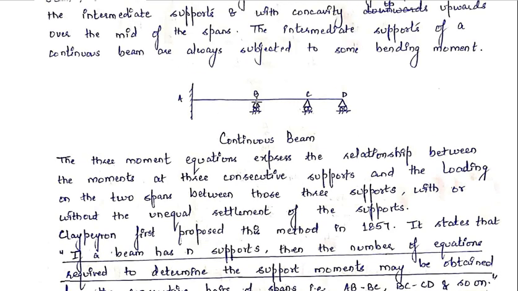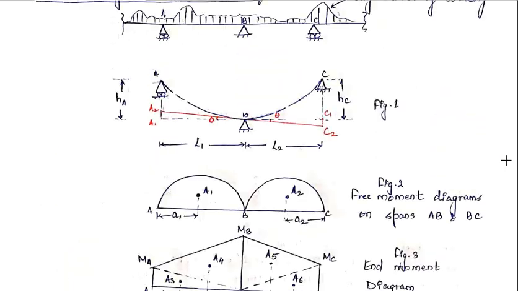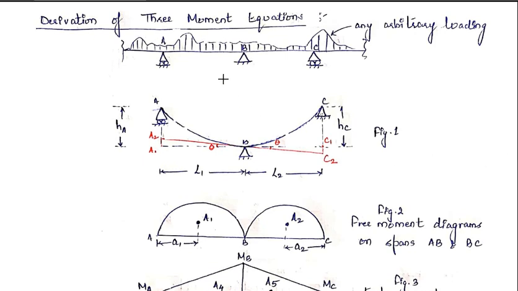It means that if we take these three supports A, B, C, and if the B support settles down, the beam will become something like this. Then the slope at B calculated with respect to A and the slope at B calculated with respect to C will be equal. So we use this consistency condition in order to derive the three moment equation. Now we will see in the next video how we derive the three moment equations.